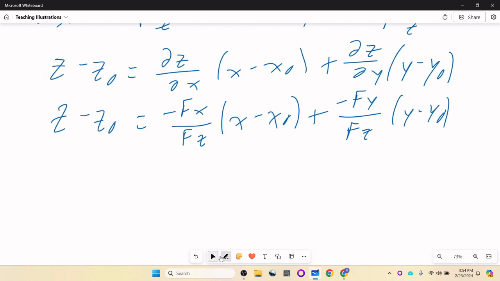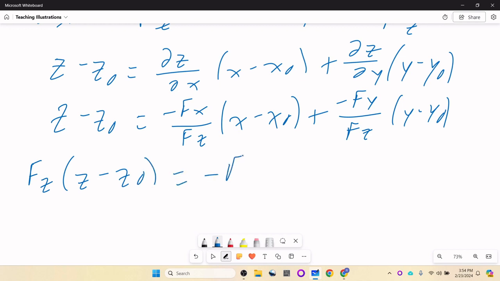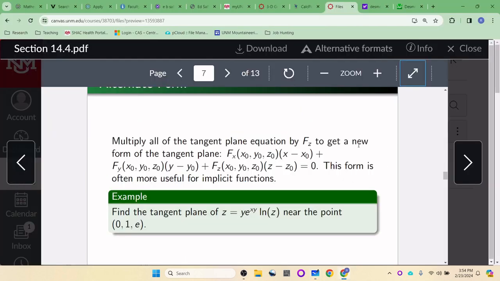And then multiply through by that fz, we would get fz, z minus z naught, equals negative fx, x minus x naught, minus fy, y minus y naught. And then move those negative ones over to the other side, and we get this new form. Fx, plug in x naught, y naught, z naught, times x minus x naught, plus fy, plug in the anchor point, y minus y naught, plus fz, plug in the anchor point, z minus z naught, equals 0.